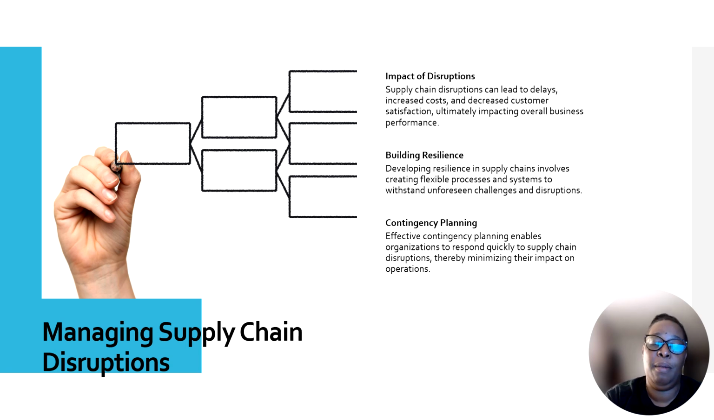When you have less impact on operations, that means customers can receive products on time and operations can distribute them within cost.